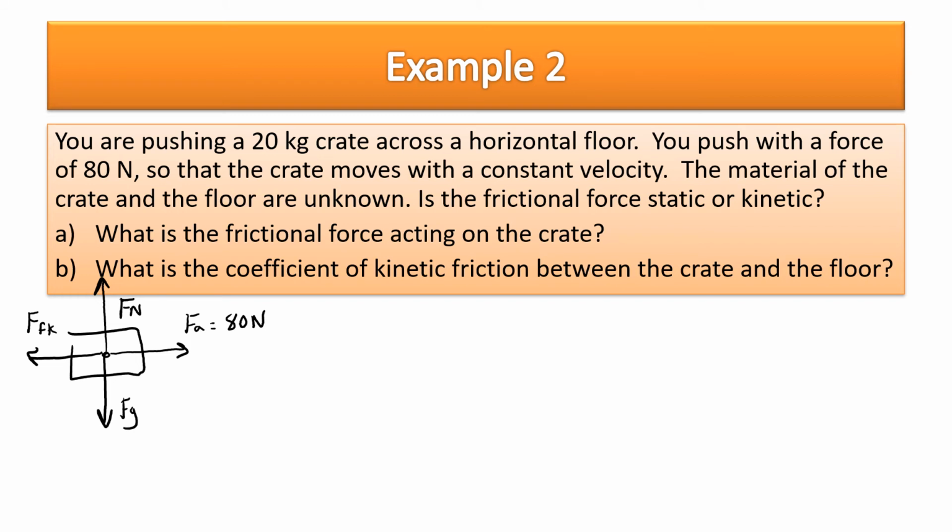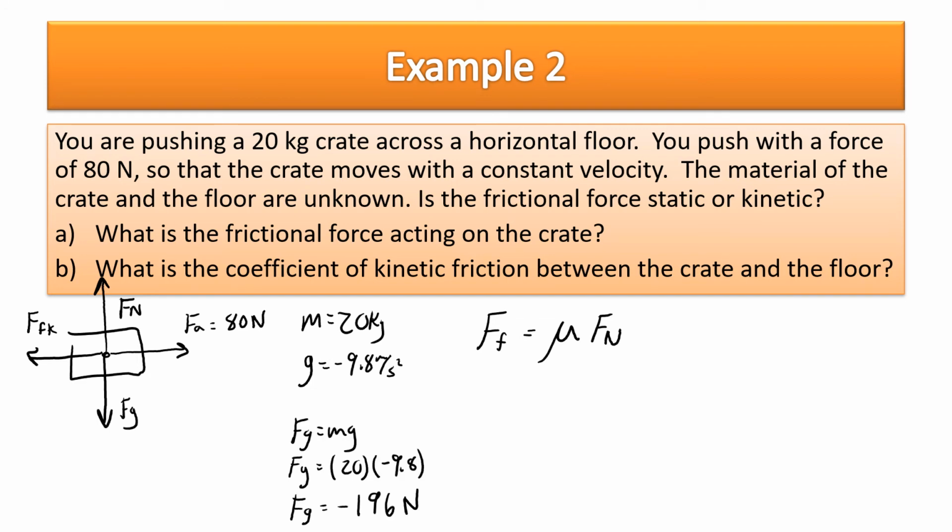The given information: mass is equal to 20 kilograms, g is equal to negative 9.8 meters per second squared, and that's it. They don't tell you what the material is, so you can't find the coefficient. So it says, what is the frictional force acting on the crate? And here is something that people might try to do. They might try to go, okay, frictional force, I know there's a formula for friction. And they might even say, I could figure out what F_n is because I know the mass. So let me do my F_g equals mg equation.